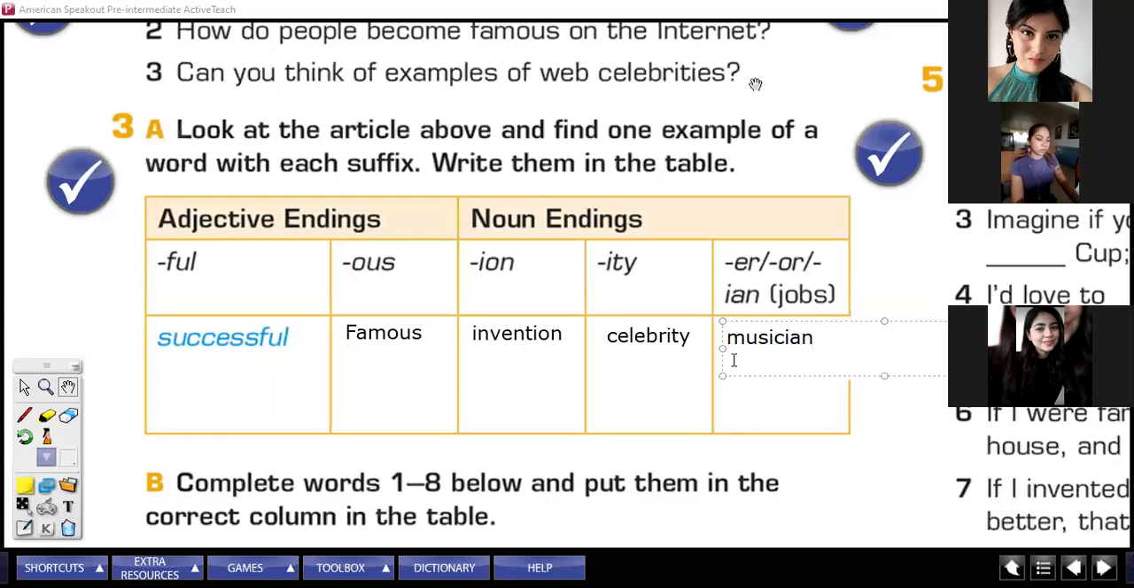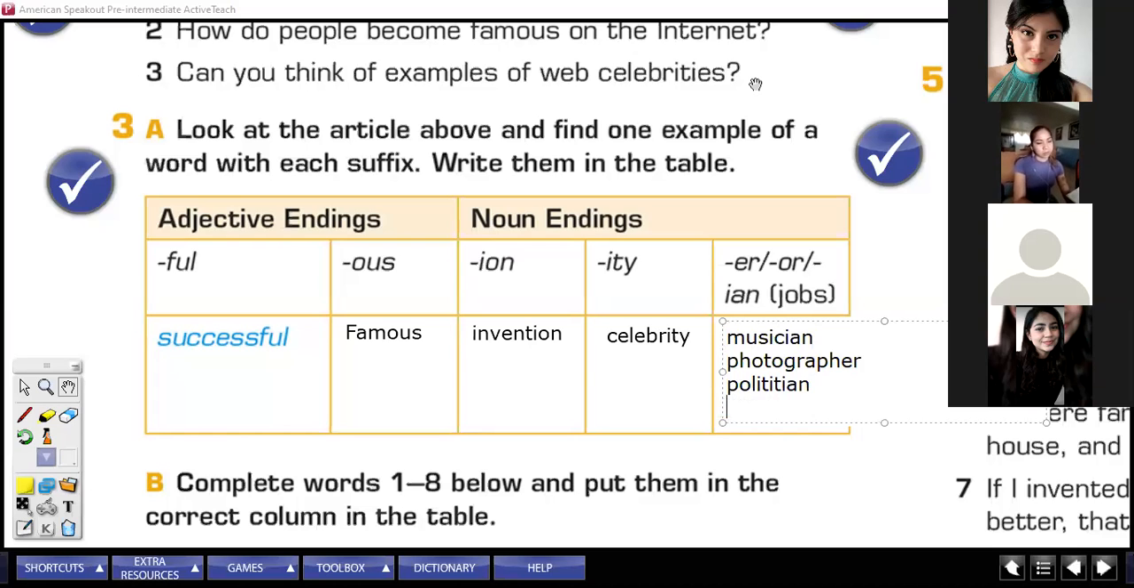Photography. Photographer. Yes, photographer, with ER. Any other? Politician. Politician. Good.